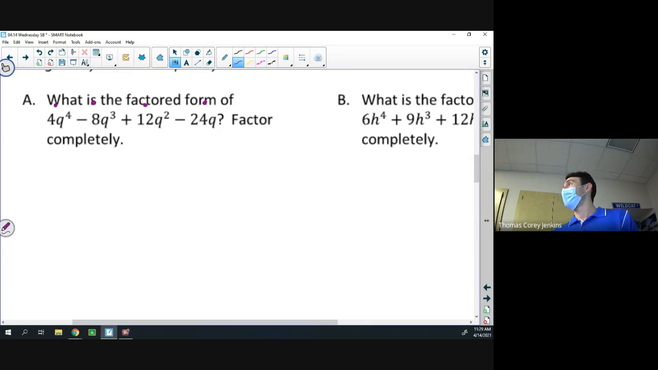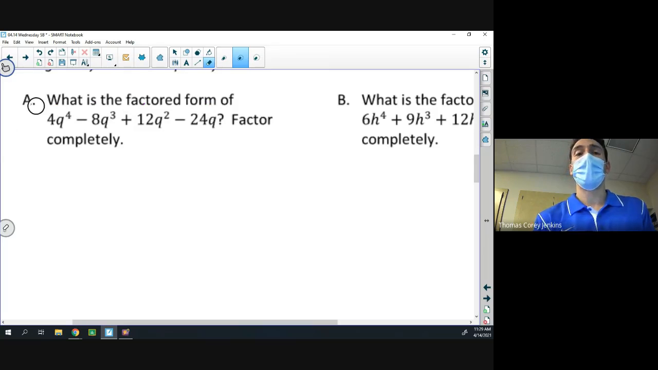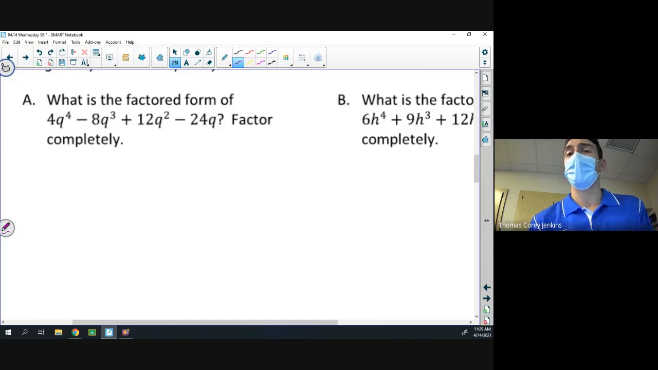So does anybody see what it is? What is the term that goes into all 4 terms? What's the biggest term that divides into all 4 terms? Braden? So 4q squared goes into all of them except this one. So it doesn't go into the last one. So Grant, what would it have to be? What is it? 4q. All right. So we want to start by factoring out a 4q.